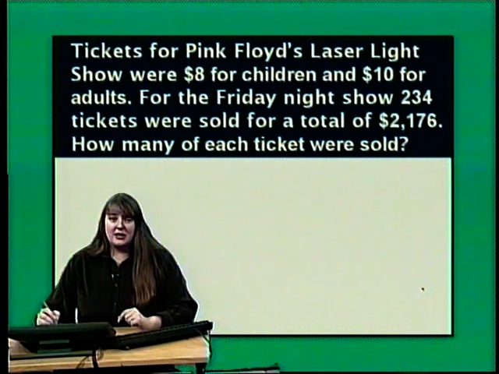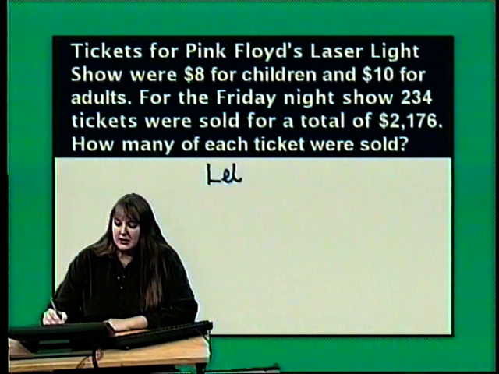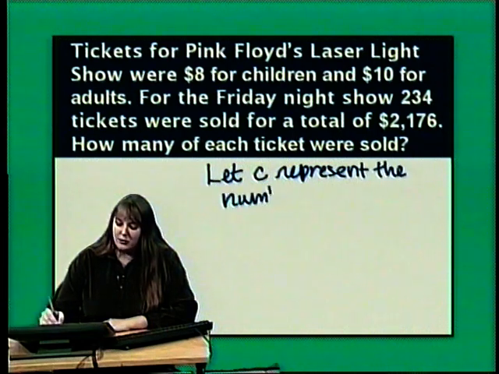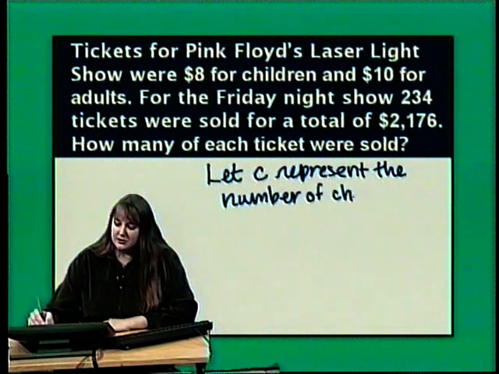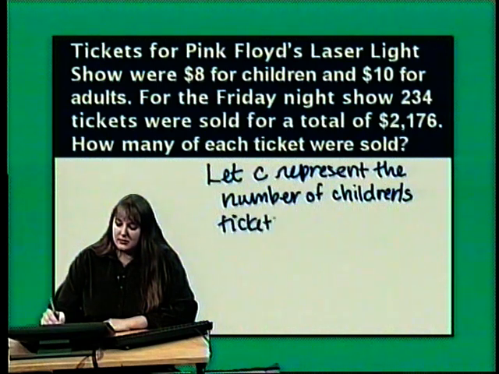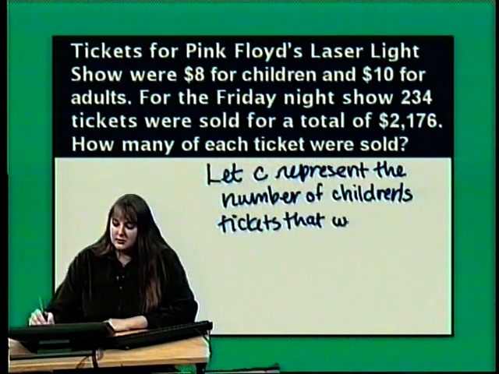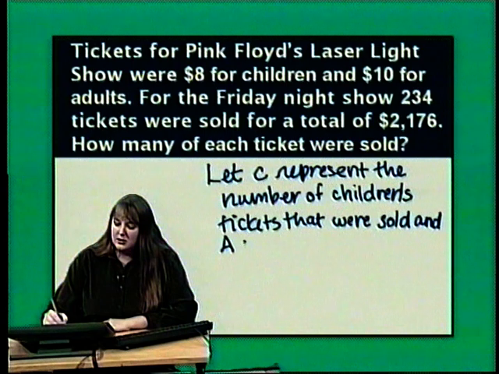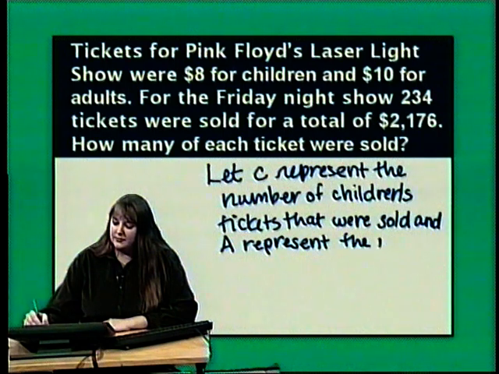Well, as with any application, I need to start by defining my variables. What are my variables in this problem? Well, I have two different types of tickets that are being sold. So let's let C represent the number of children's tickets that were sold, and A represent the number of adult tickets that were sold.